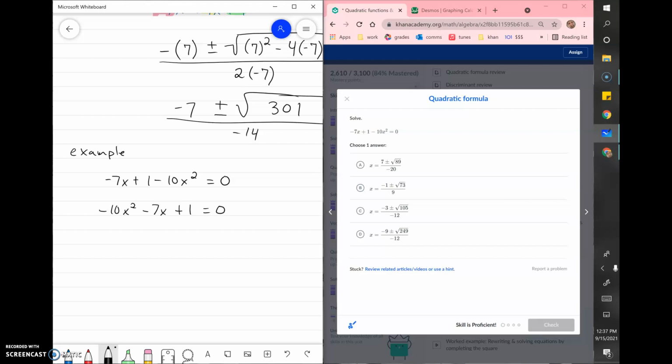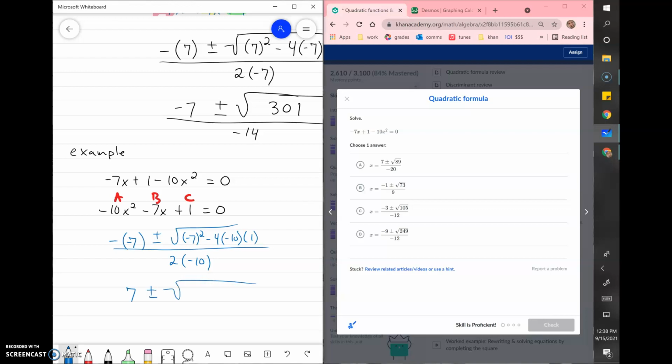So now we've got it in standard form. We can start moving into our second step, substitute and simplify. So we got A, we got B, and we got C. All right, so I'm going to go ahead and simplify this. We got negative times negative is a positive. We got positive 7 plus or minus the square root of negative 7 squared, which is 49. We got negative 4 times negative 10, which is a positive 40, times 1 is a positive 40. 40 plus 49 is 89, so we got 89 under here. Use Desmos to do that part. Just did that so you can see what I'm doing. 2 times negative 10 is negative 20.